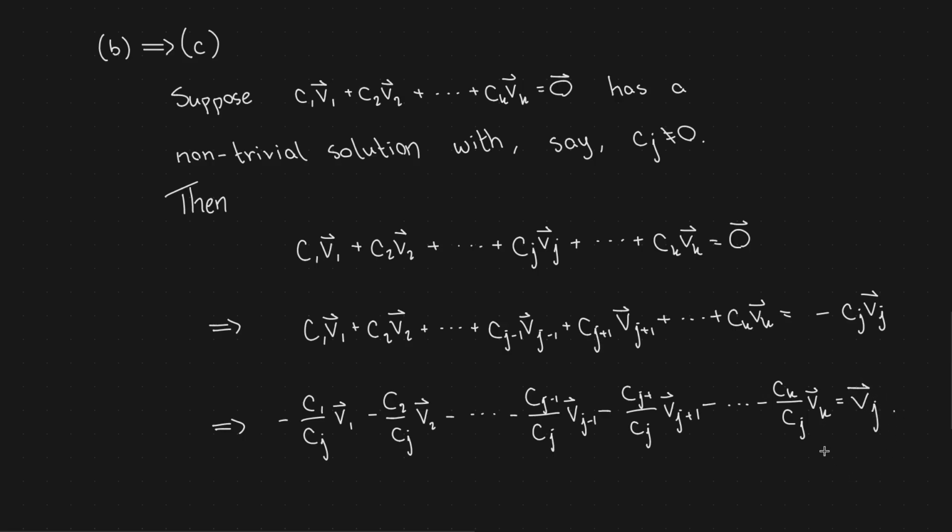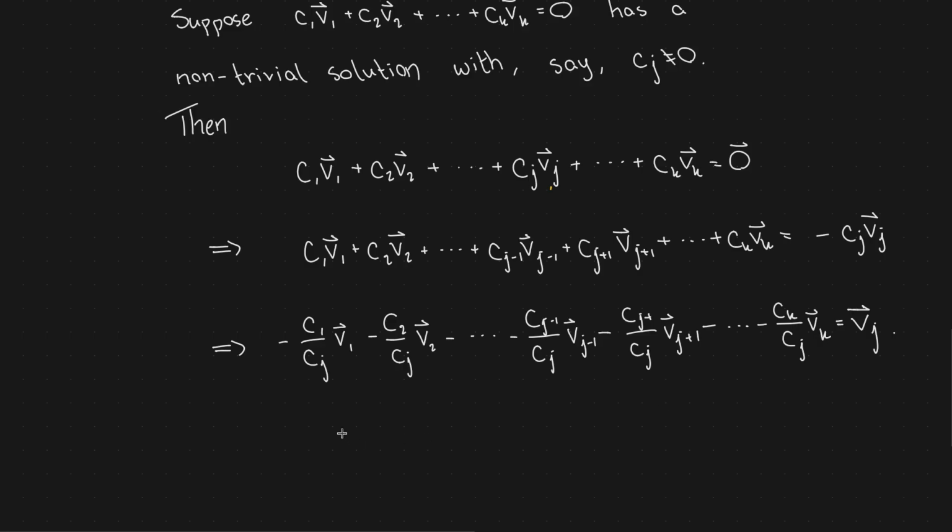Okay? So just basic arithmetic, but it does look complicated only because there's so many symbols, right? But the arithmetic is actually simple. We just subtract it to the other side, and then we just divide by negative Cj. All I'm doing is solving for this vector, the vector that has the non-zero coefficient. I'm showing I can do that.